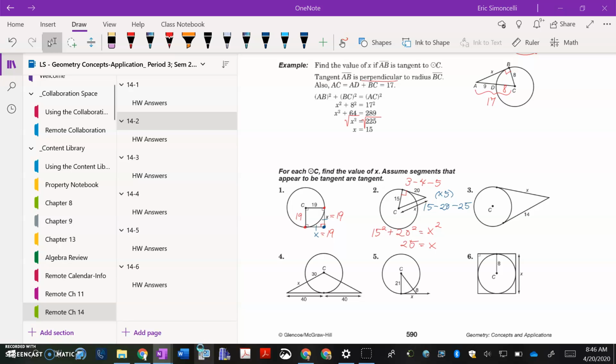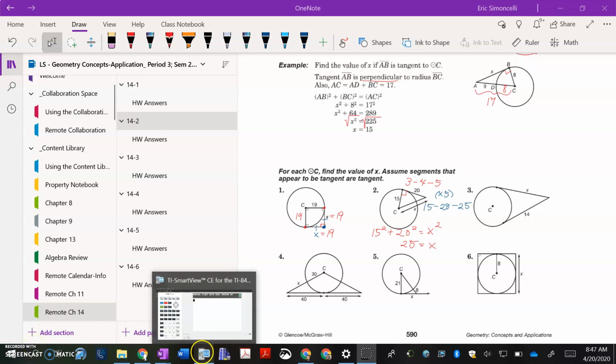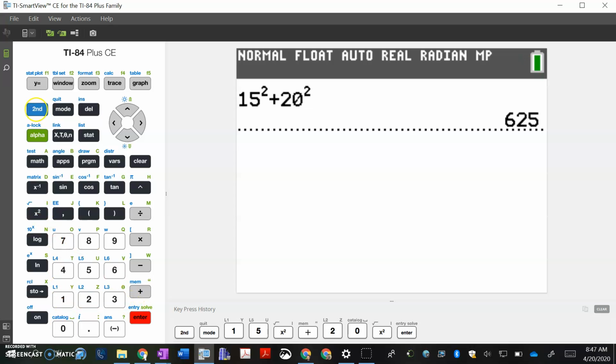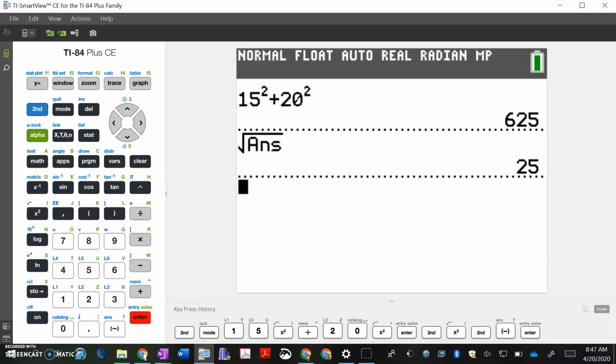Let's double check. Okay, so as we continue, like I said, we'll double check on the calculator. So let's see, 15 squared plus 20 squared. That equals 625. If we take the square root of that number, we end up with, in fact, 25.